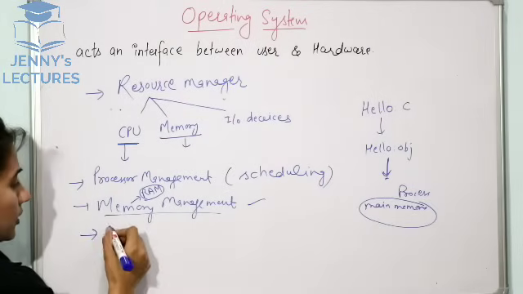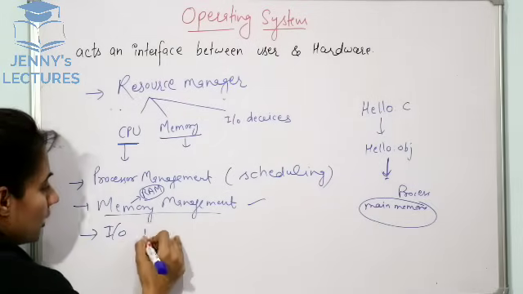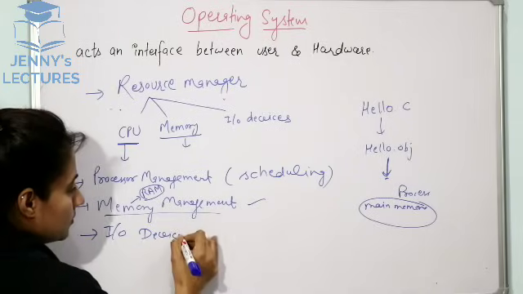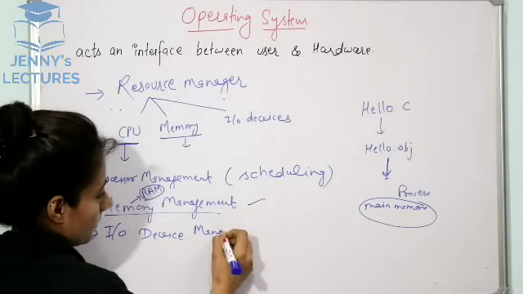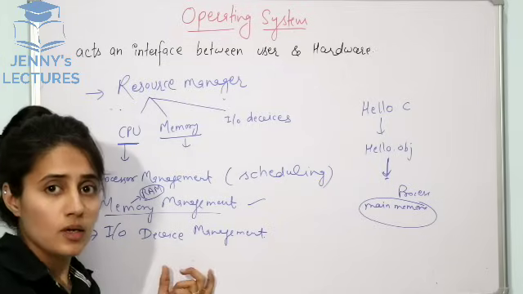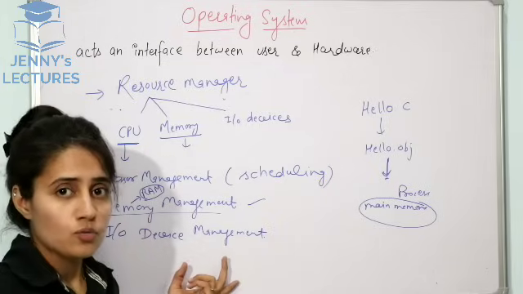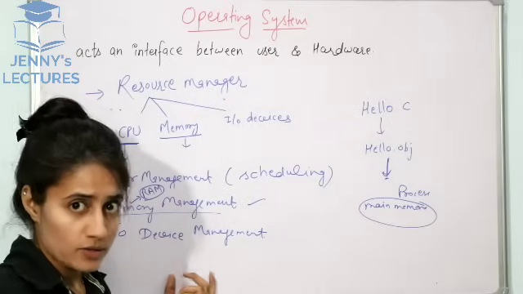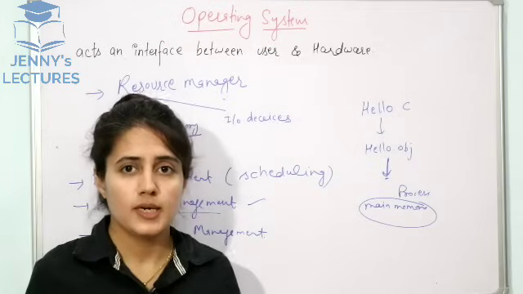Fine. Next you can say IO management, or IO device management. This is also a functionality of the operating system. IO devices means maybe your keyboard, your mouse, printer, scanner; these are IO devices. Now let us take an example.